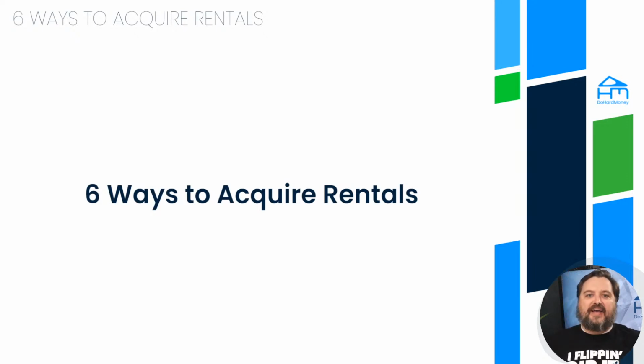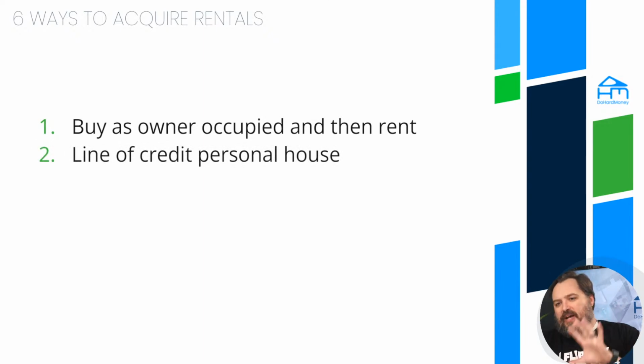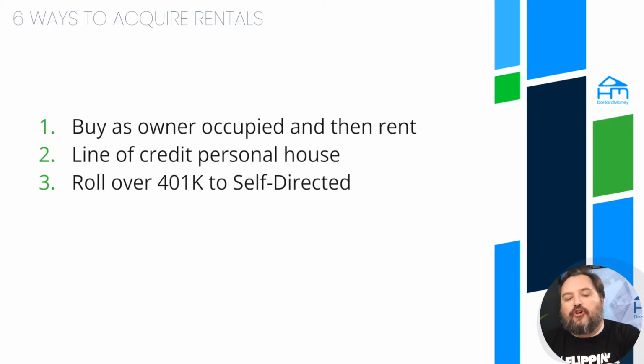Now, let's jump into this. What are the 6 ways to actually acquire these rental properties? Let's jump right in. Number 1, buy as owner occupied and then rent it later. You buy it, you stay there, then you later rent it and buy something else. These are the 6 ways, and we're gonna dive into them here in just a minute. Number 2, use a line of credit from your personal house to help you buy a rental property. Number 3, roll over your 401k to self-directed and use that to purchase real estate, a rental property.